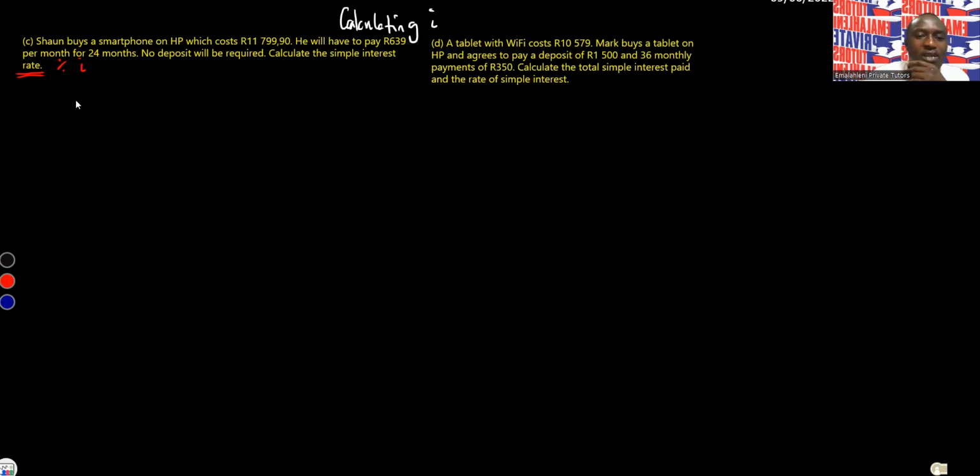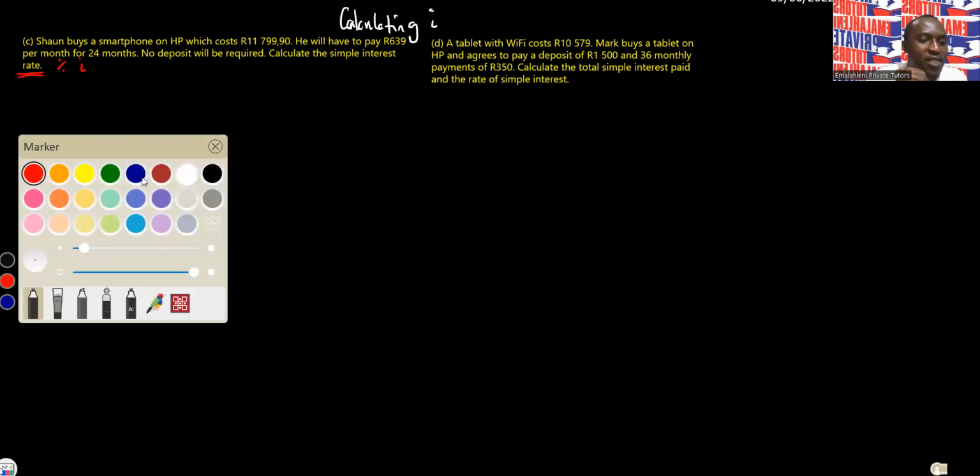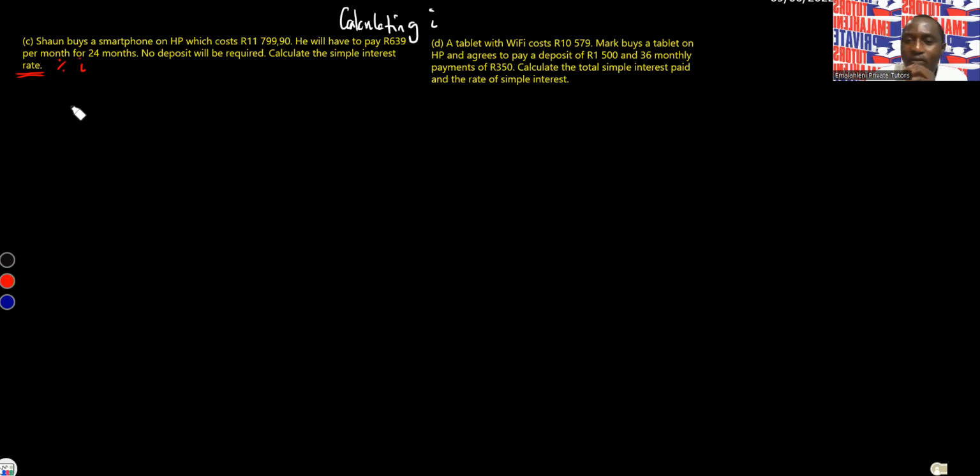So now let's have our question here again. What are we going to do to get this I? Remember, we have our formula already, which is A equals P(1 plus IN). Here we're looking for interest, which is I. But where is our A, the accumulated amount? We know that Sean is paying back this much per month, for 24 months. So we can calculate the accumulated amount.